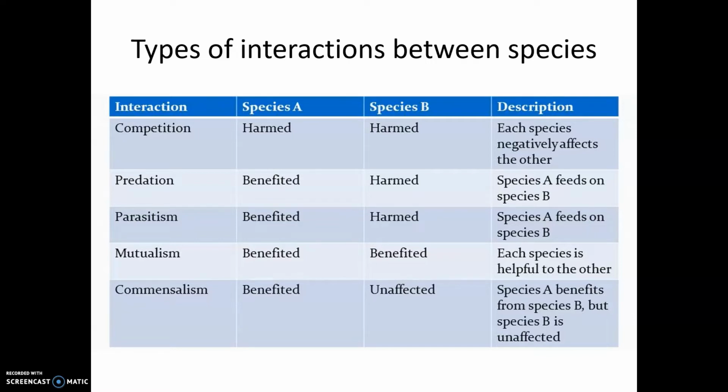An example of the last one could be a tree being unaffected by the fact that a bird is building its nest in the tree, but the bird would of course benefit from this.